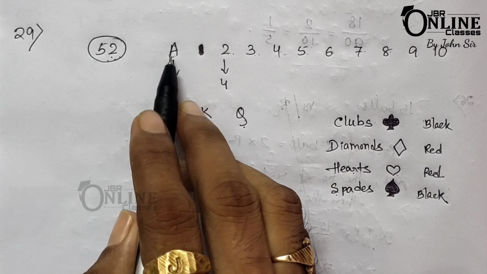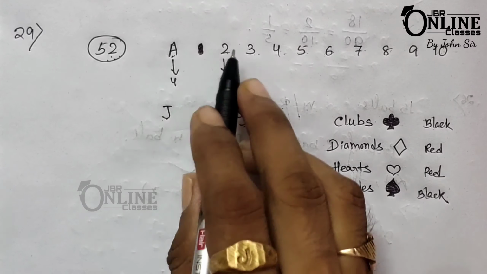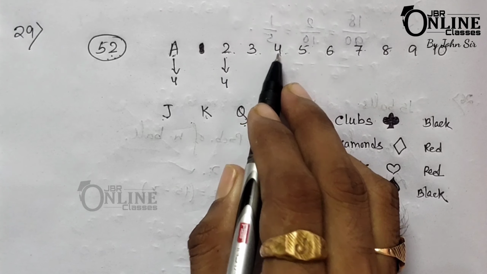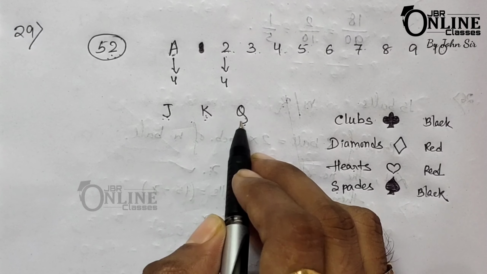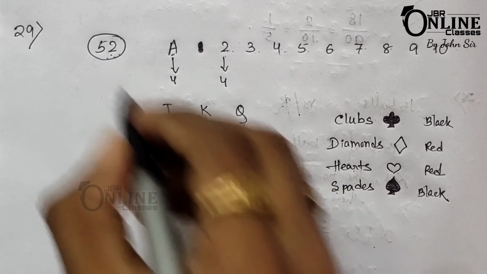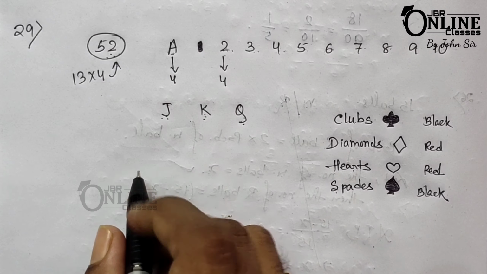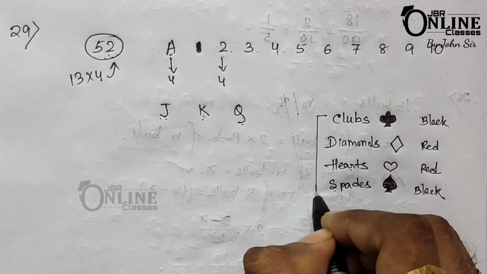So there is the Ace type of card. There are 4 Aces, 4 twos, 4 threes, 4 fives, as well as 4 jacks, 4 kings and 4 queens. So the total is 13 into 4, and that equals 52. So 13 types, and each type has 4 cards.